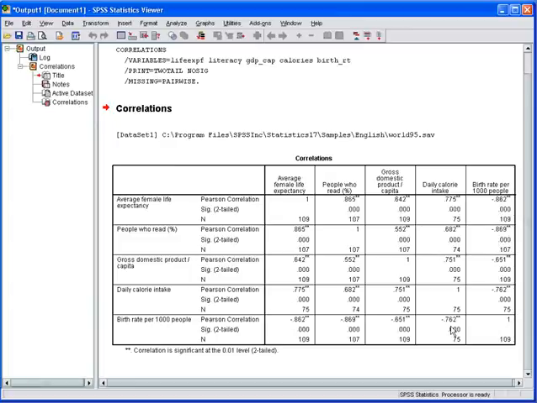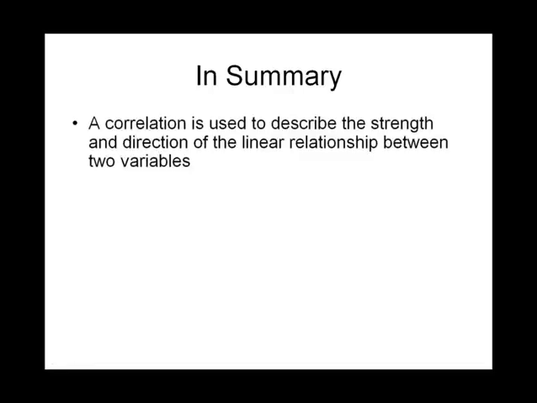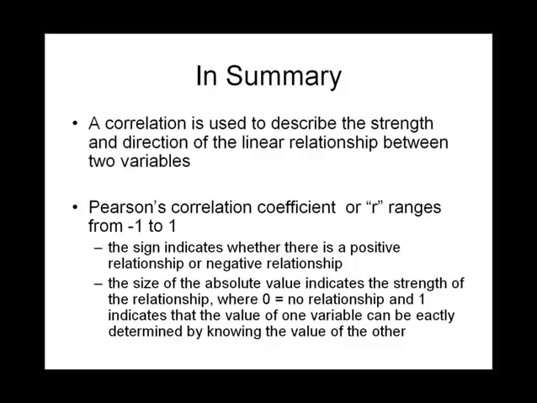We will use these same variables in the multiple regression tutorial, where we look at the association of all of these variables collectively. In summary, a correlation is used to describe the strength and direction of the linear relationship between 2 variables. Pearson's correlation coefficient, or R, ranges from -1 to 1. The sign indicates whether there is a positive relationship, meaning as one variable increases, so too does the other, or a negative relationship, meaning as one variable increases, the other variable decreases. The size of the absolute value indicates the strength of the relationship, where 0 equals no relationship and 1 indicates a perfect relationship, where the value of one variable can be exactly determined by knowing the value of the other.